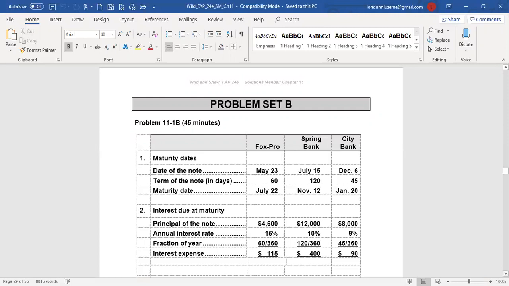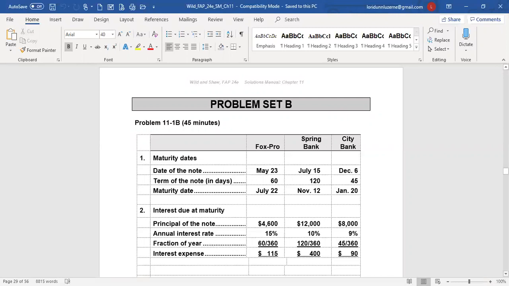The July 15th note, you'll do the same thing. $12,000 principal, 10% annual interest rate, but multiply that by 120 days over a 360-day year to give us $400 of interest. And our final note, the December 6th, $8,000 times 9% interest rate times 45 over 360, or $90 of interest.